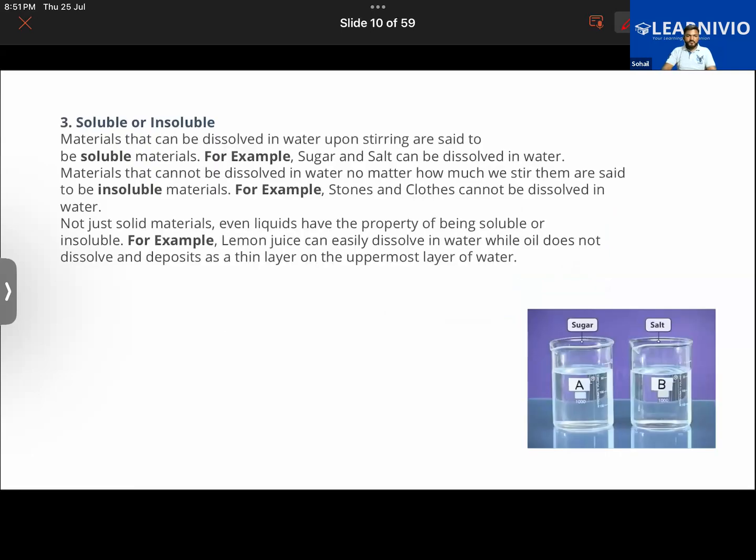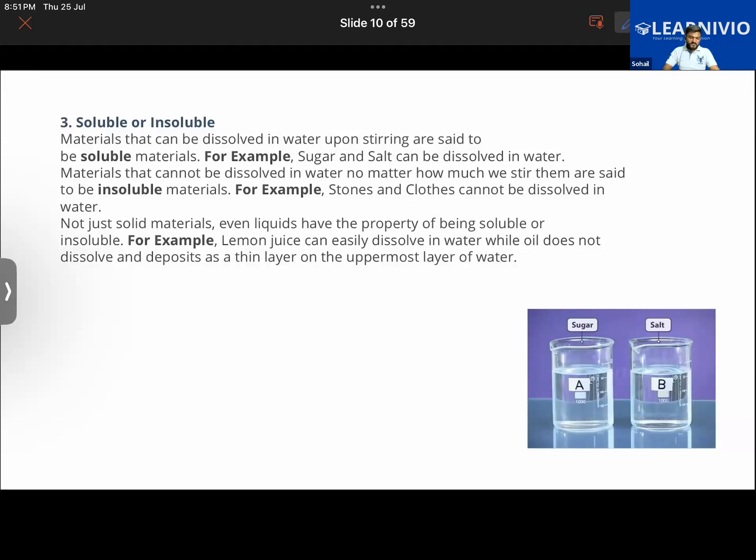The insoluble substances are the thick ones that cannot be dissolved. Their size would usually be bigger, like stones, clothes. Exactly like that. Then we can take the example of oil also. Oil is also an insoluble substance in water, no?